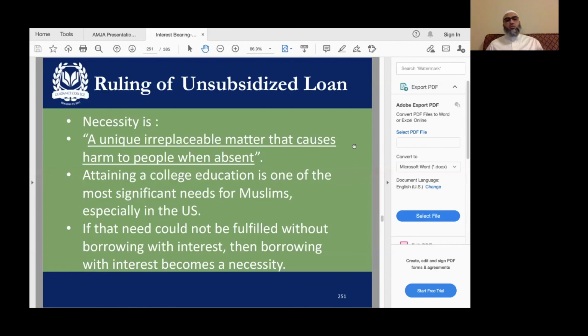Here is the necessity, as you see here: a unique, irreplaceable matter that causes harm to people when absent. What is the unique, irreplaceable matter? Is it the higher education itself or borrowing money? No, it is borrowing money. Because again, your legitimate need, I just want to make myself clear: higher education is not a necessity.